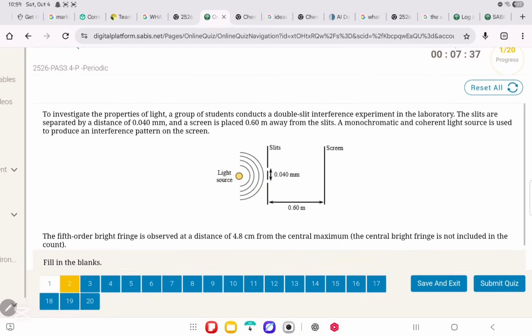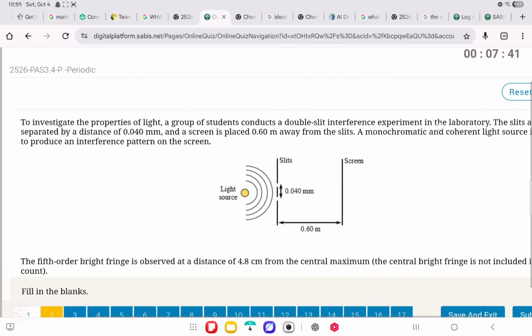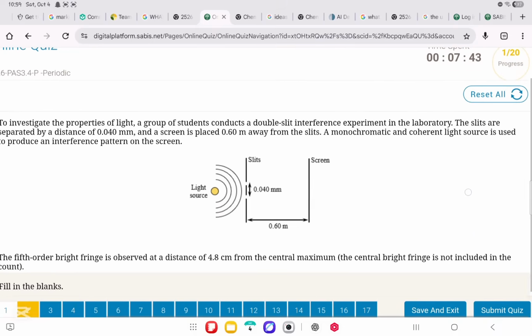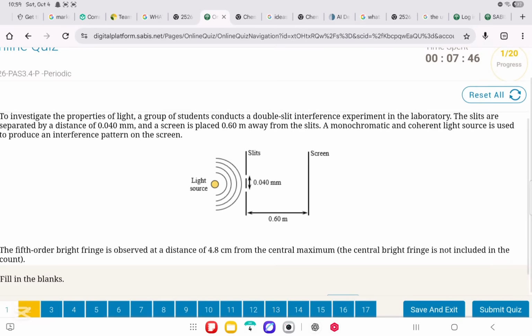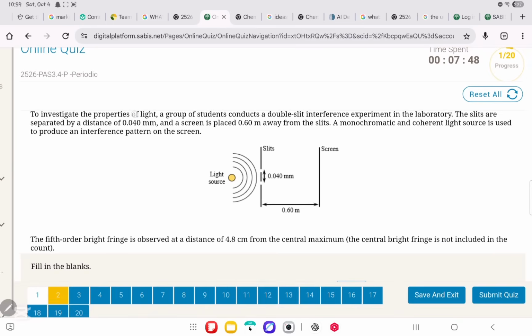Let's move on to question number 2. What does it say? It says, to investigate the properties of light, a group of scientists conduct a double-slit experiment in the lab. These slits are separated by a distance of how much of this? This means that this is small d, so it's 0.04 times 10 to the power of minus 3 meters, right? You always change it into meters. Then a screen is placed how many meters away? This is capital D from the slits.